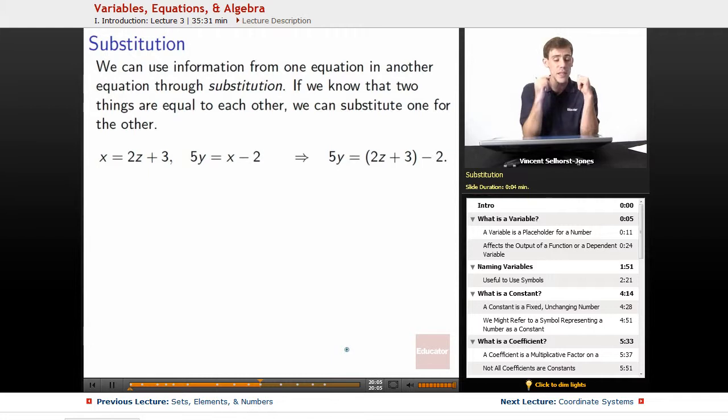Substitution. This is a really important idea in math. We can use information from one equation in another equation through substitution. If we know that two things are equal to each other, we can substitute one for the other.